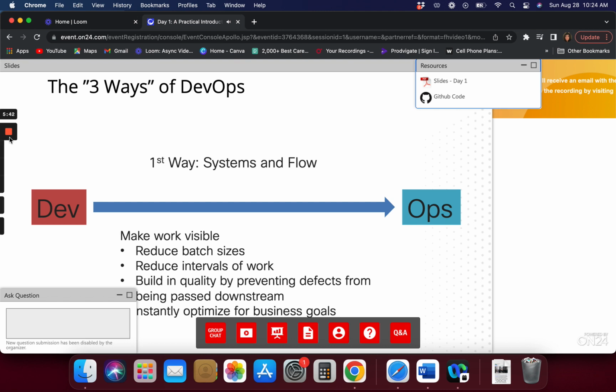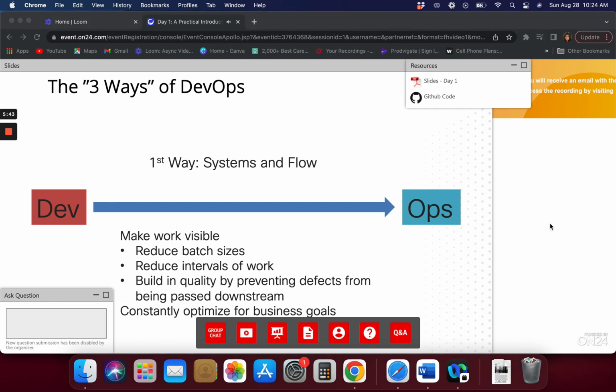Systems and flow come from the manufacturing process. You'll understand that any bottleneck that happens in the manufacturing process can have ripple effects. So the goal of systems and flow is to make work visible. I need to see what different work streams are happening so I can optimize them and make sure that there aren't constraints or backlogs of things that need to be done.